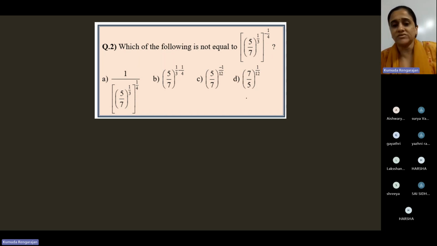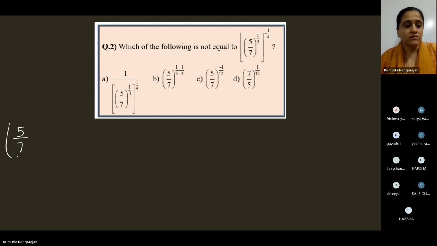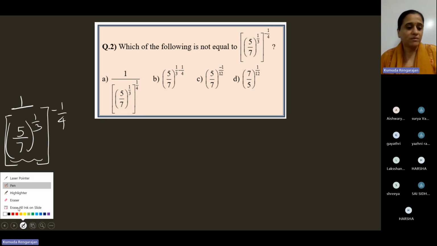Now let's understand the remaining options A, C, and D. Now 5 by 7, the whole power 1 by 3, the whole raised to the power minus 1 by 4. What do you see in option A? Minus 1 by 4 is written as plus 1 by 4. So negative of the power. So what do you do with the rest of it? Write the reciprocal of that. What's the reciprocal of this? Just put 1 by.